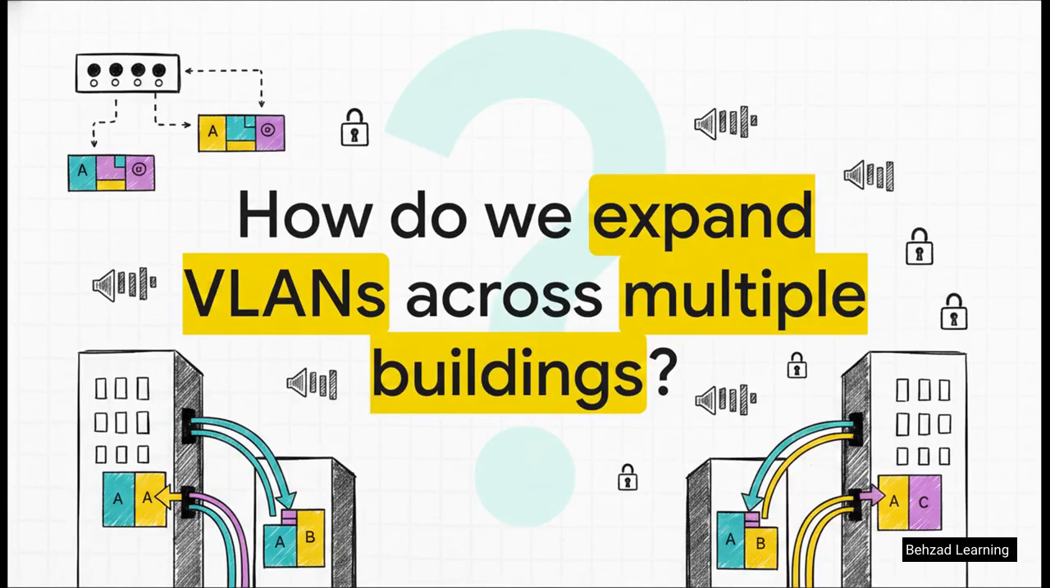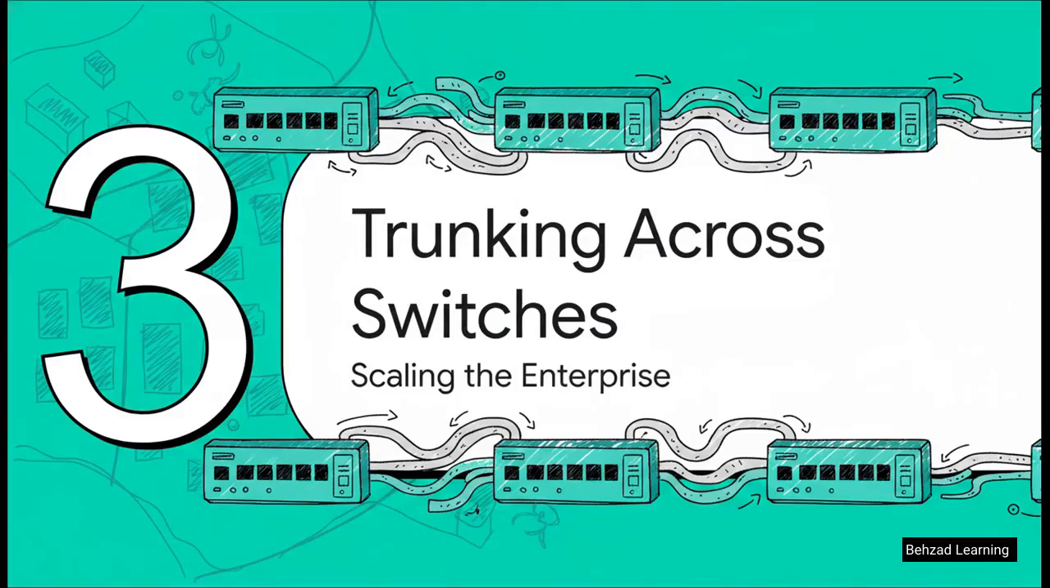But here's a thought. It's easy enough to assign different ports on a single switch to different VLANs, right? But in the real world, the accounting department isn't just sitting on one floor. They might be spread across a massive multi-building campus. So how do we connect multiple switches together while maintaining those soundproof walls? That brings us to Section 3, trunking across switches and scaling the enterprise.